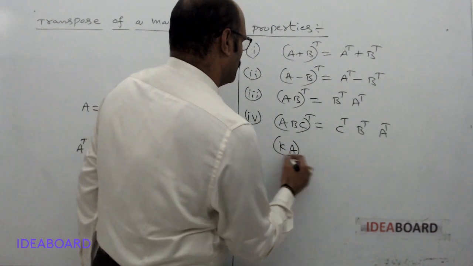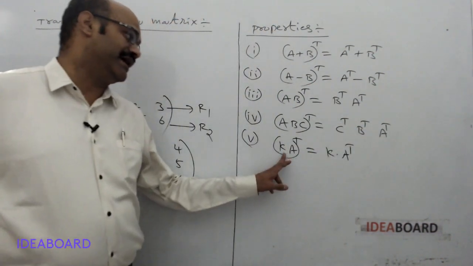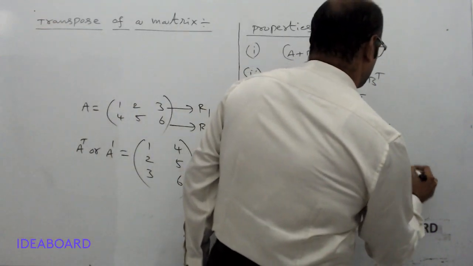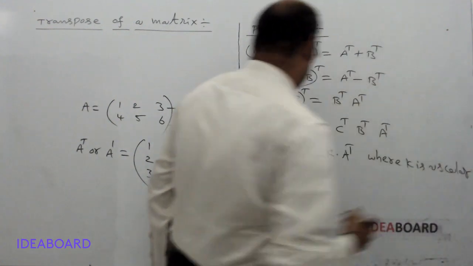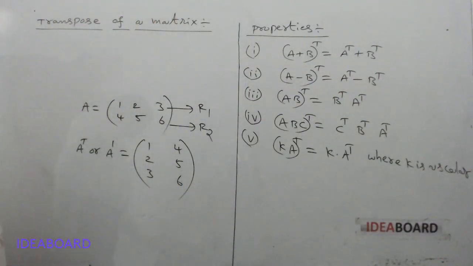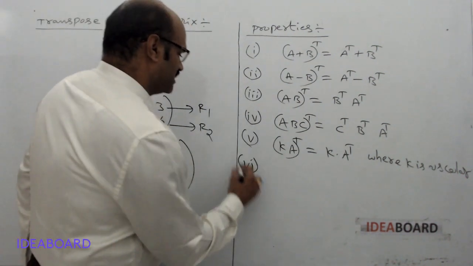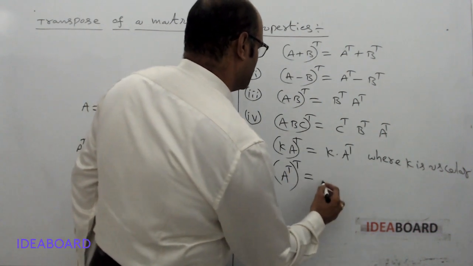K into A whole transpose equal to K into A transpose. Here K is a scalar. Sixth one, A transpose whole transpose is always equal to A.